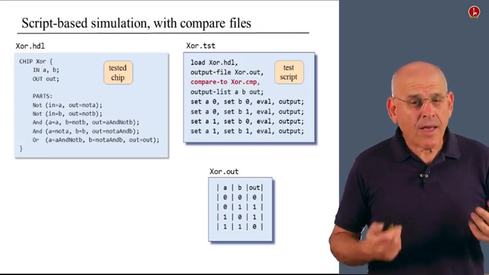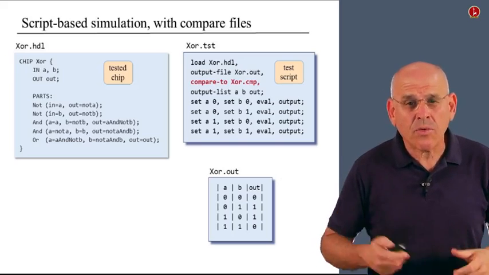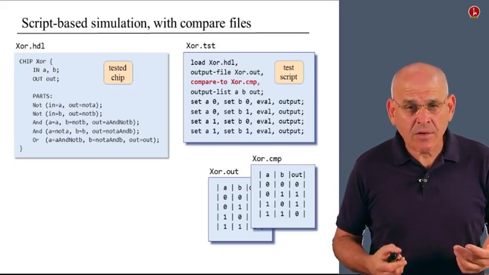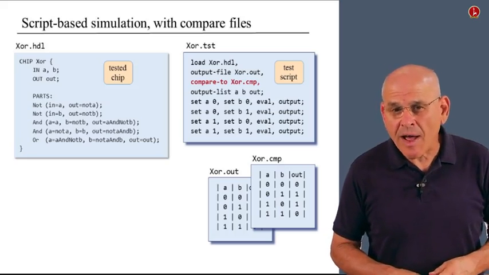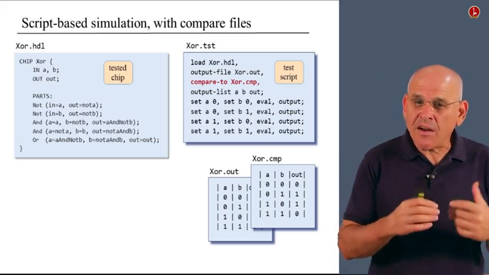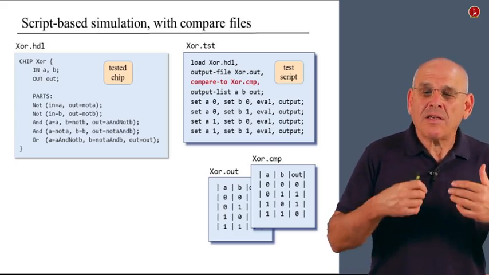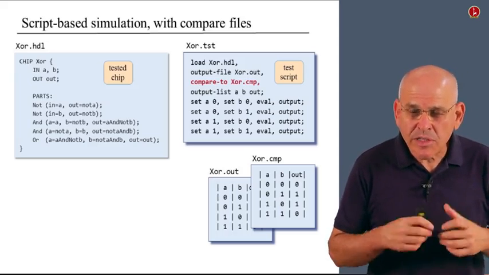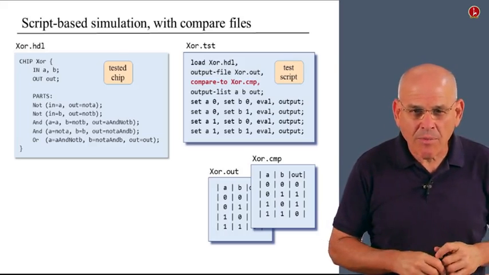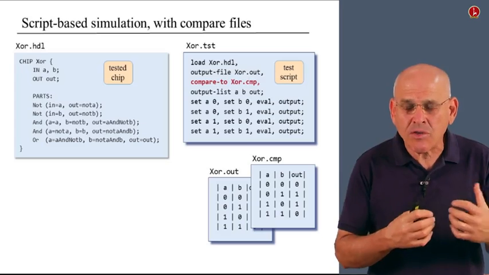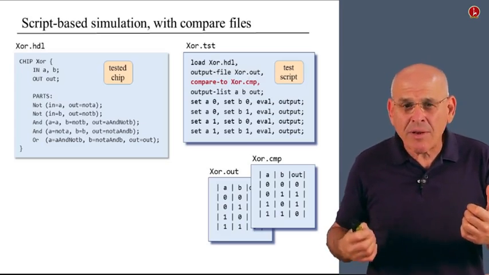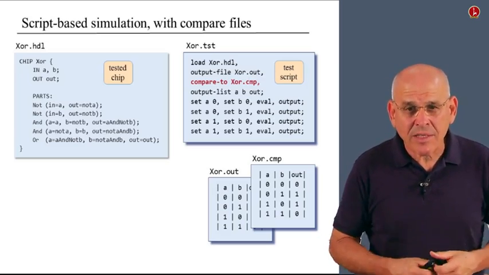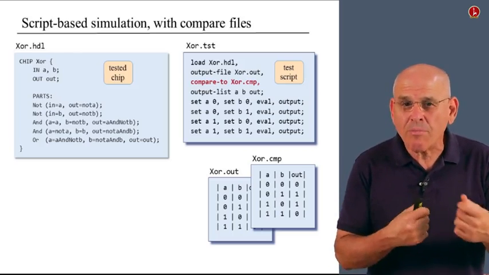In particular, we can carry out the simulation with yet another tool, which is called a compare file. So here's an example of a compare file. It looks exactly like an output file, and in fact, in its previous incarnation, the compare file was an output file of a well-behaving XOR chip. So someone, and we'll talk about this someone momentarily, has written an XOR chip correctly, ran it through the simulator, generated an output file, renamed it compare file, and gave it to us and said, now you go and build your chip and compare it to what I did.